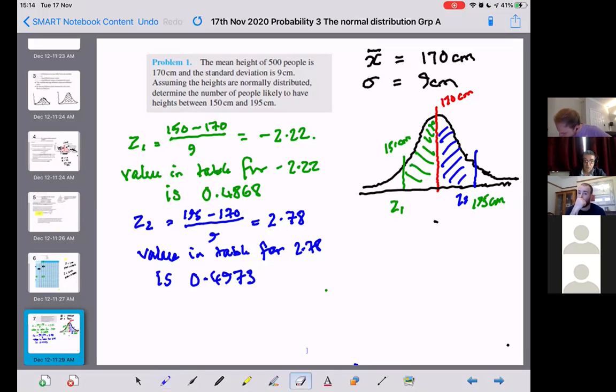These two probabilities here, that one gives you the probability of lying in the green bit. This one gives you the probability of it lying in the blue bit. So to get the probability of them lying in both bits combined, 150 to 195, you have to add the two together to get the whole area. Yes, that's right. Cheers, Mike.